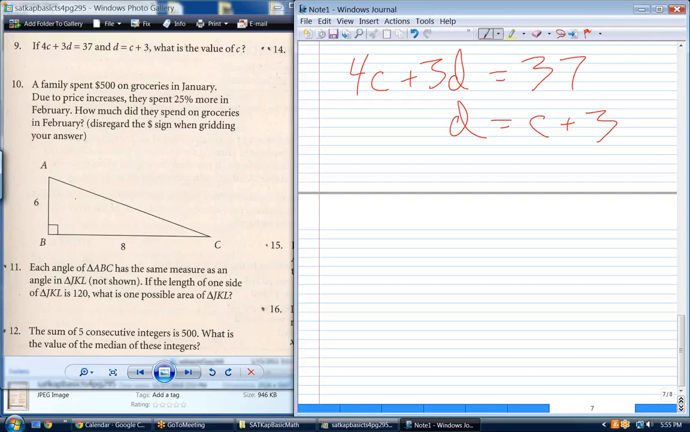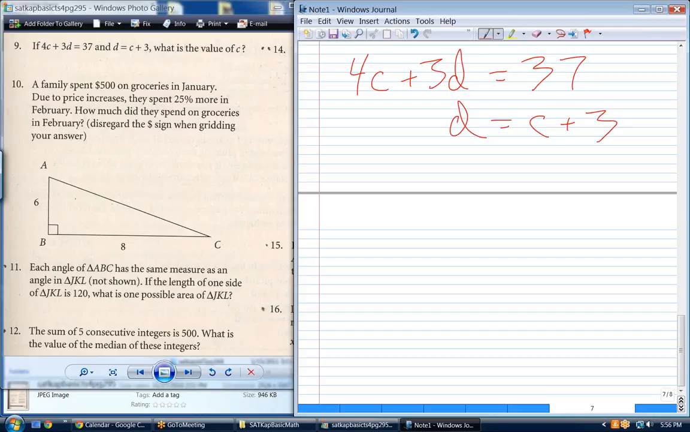Okay, so work me through this. Tell me what the next thing I want to write is, and tell me what we're doing here. For the first one, we're going to solve for D. For the 4C plus 3D equals 37, solve for D. And then whatever that is, we'll replace it for D in the other equation and then solve that out.